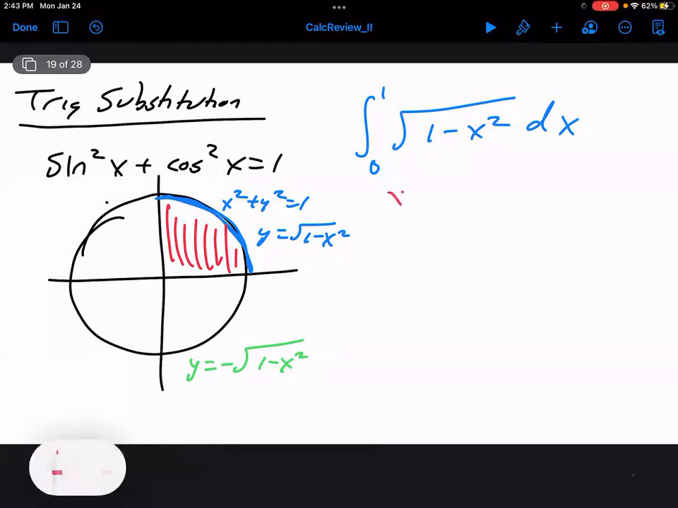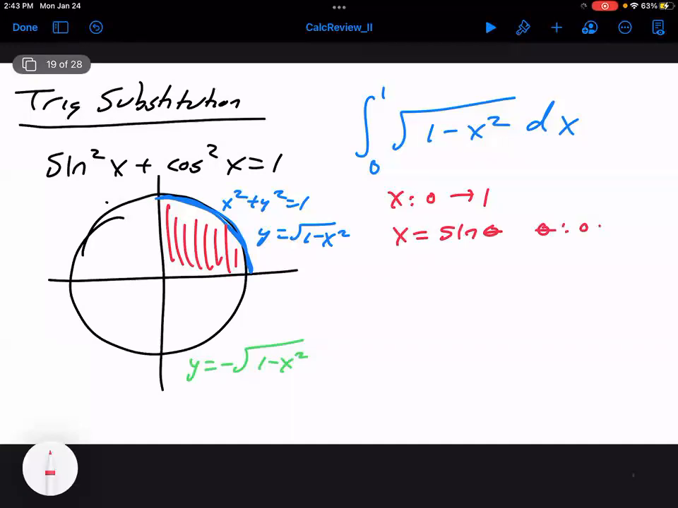Well, we have x goes from 0 to 1. So if I take x to be sine, it would start off at 0 and go to 1. So that seems like a good way to go. So let's try x equals, say, the sine of theta. So as x goes from 0 to 1, theta is going to go from 0 to pi halves. Because when x is 1, then theta is pi halves.